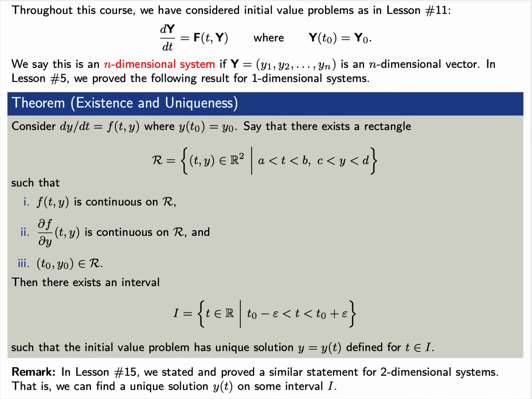Throughout the course, we've considered initial value problems in the form dy/dt = f(t, y), where y(t0) = y0. Here, y is an n-dimensional vector. In Lesson 5, we proved the so-called existence uniqueness theorem, which says that on a certain rectangle, if f is continuous and df/dy is continuous, then there exists an interval I such that we have a unique solution y(t). This is at least for one-dimensional systems, although in Lesson 15 we stated a similar statement for two-dimensional systems.